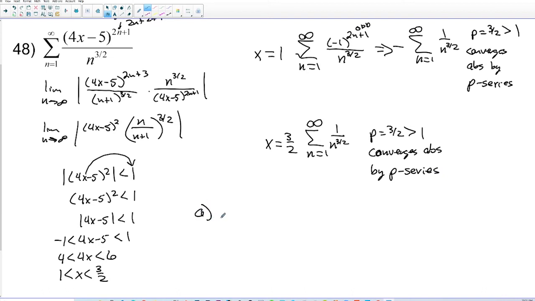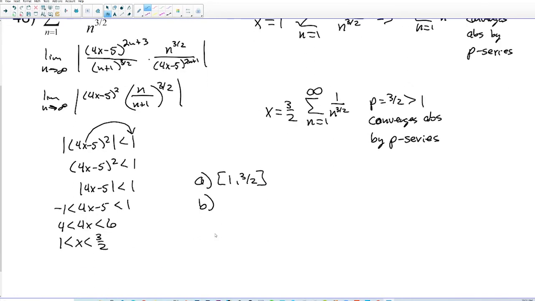So letter A, where does this converge? Well, it converges from 1 to 3 halves. B, where does this converge absolutely? From 1 to 3 halves. And where does it converge conditionally? Nowhere. So none. No values.